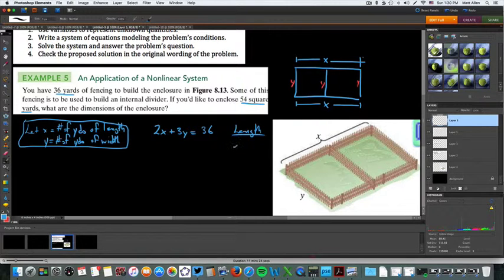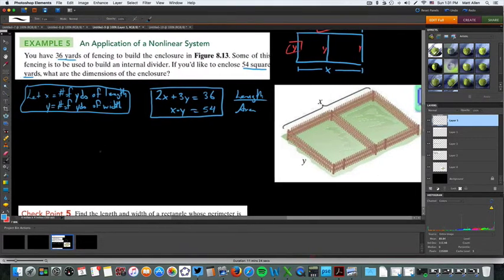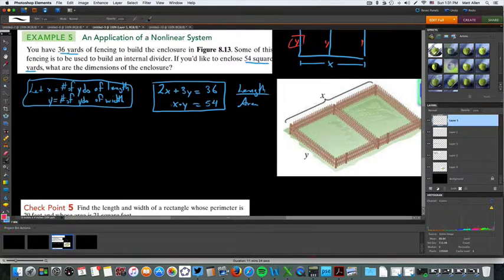Then our area equation: what do we know about the area of a rectangle? It's the length times the width. So we're going to say x times y, just because I want to keep it alphabetical, equals 54 square yards. To solve a system like this, we have two equations and two unknowns. Because one of these is a product and the other one's a sum, I'm going to suggest we use the substitution method. Because I want to get one of these variables by itself, I'm going to choose one that's easy to solve for. How about we solve for x or y in the second equation, because these have non-1 coefficients up here.